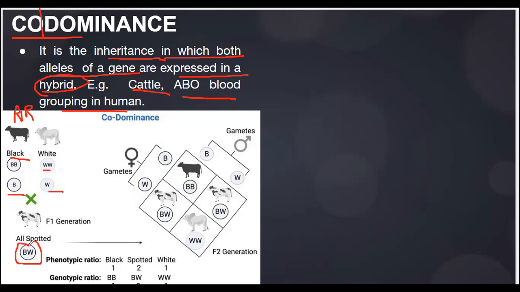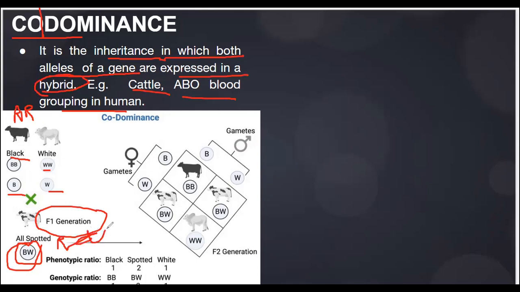You might have seen cattle. There are certain cattle which have patches on them. Black and brown, black and white. They have patches. White patches are also there, brown patches are also there, or black patches are also there in place of brown. So that is a hybrid condition. White color is also expressed and black color is also expressed. So you will get all spotted, or you can just say roan.